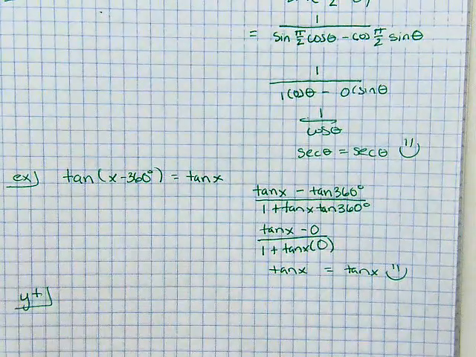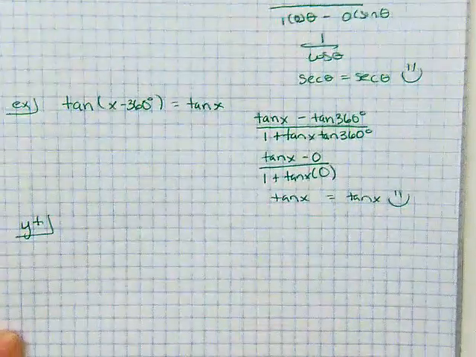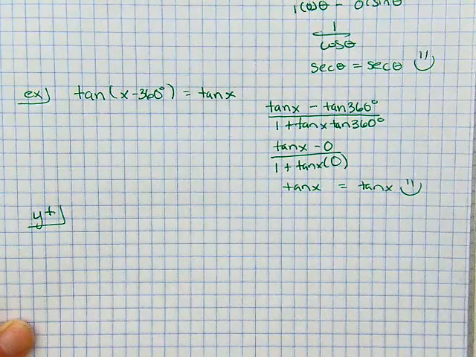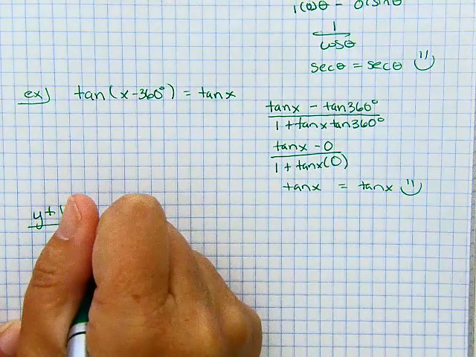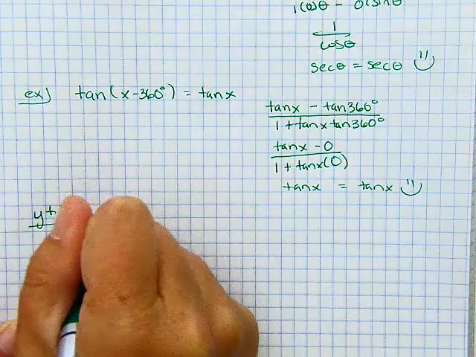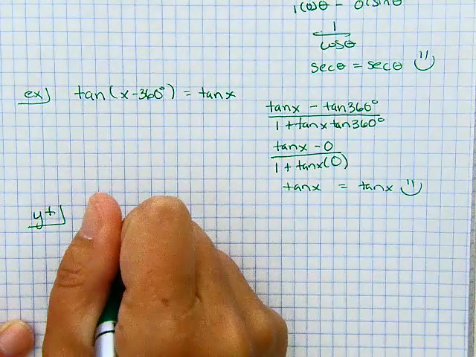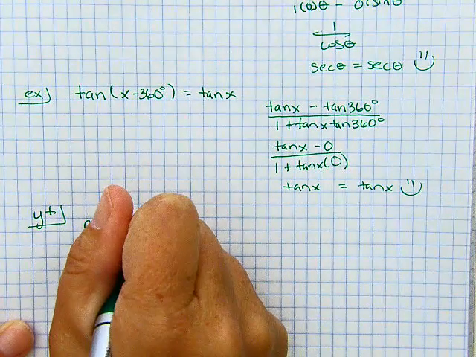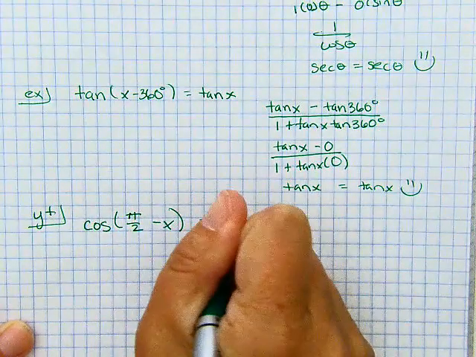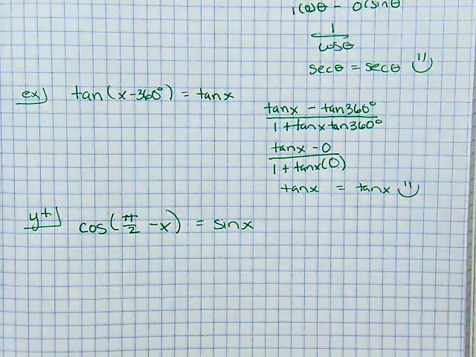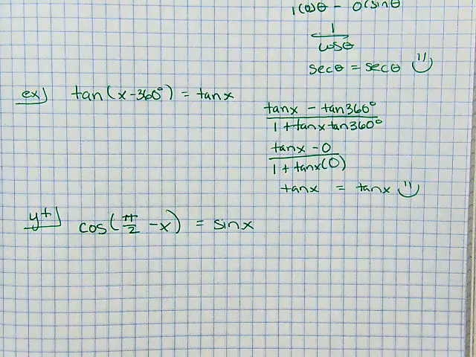All right, here's the your turn. So after I write this down, please pause the video, give it a shot, and when you think you're ready, continue playing it. Here is the one I would like you to do. We're going to do a cofunction, which means there's only 4 more left to do. Cosine of pi over 2 minus x. That simplifies to be sine of x. So go ahead, give it a shot. Good luck.